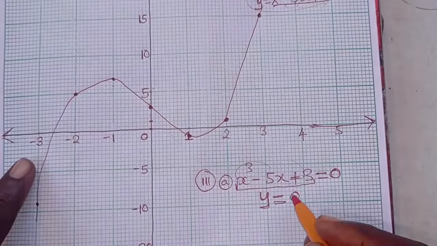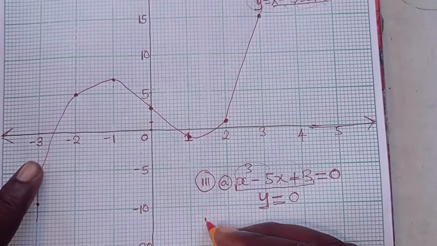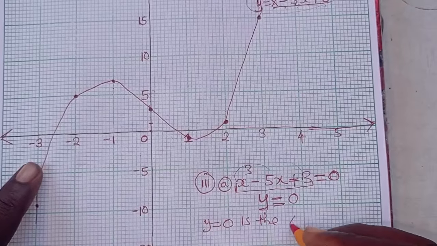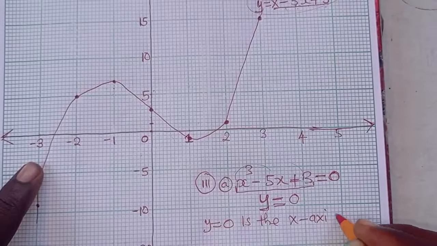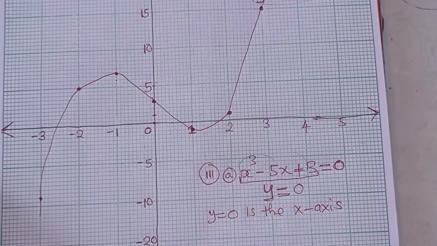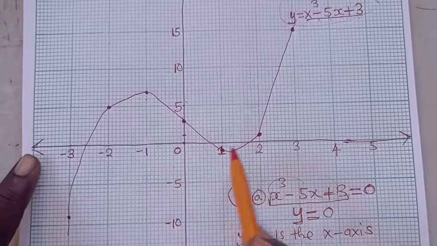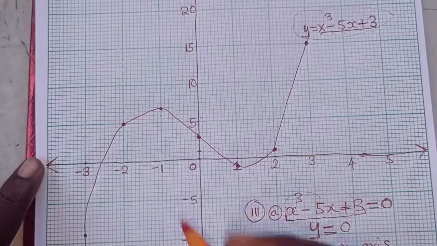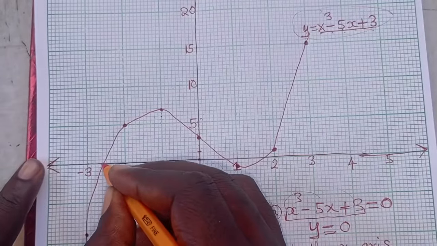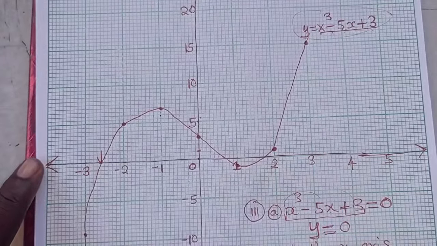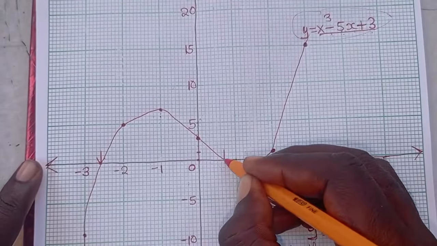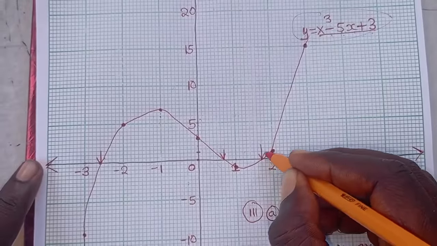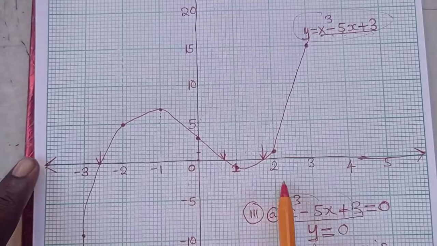This I told you, y equal to 0. So you know that y equal to 0 is the x-axis. So we go on the x-axis. Where is the curve cutting the x-axis? This is the x-axis. Where is it cutting the curve? It is cutting the curve here. Have you seen where it is cutting the curve? There. It is also cutting the curve here. It is also cutting the curve there. It is cutting the curve at these 3 different points.